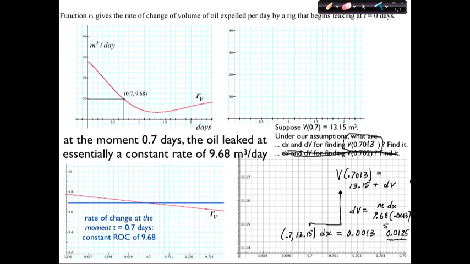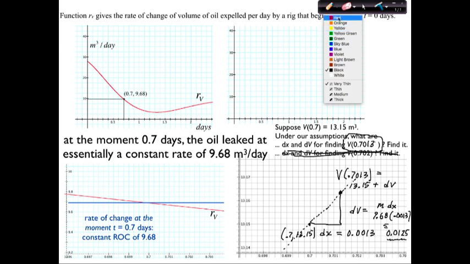Okay, and then what we didn't do last time was, what about in this moment, what about every correspondence point of a number of days and a volume, right? Okay, so how would we go about representing every correspondence point in this moment for this constant rate of change? What would we do?